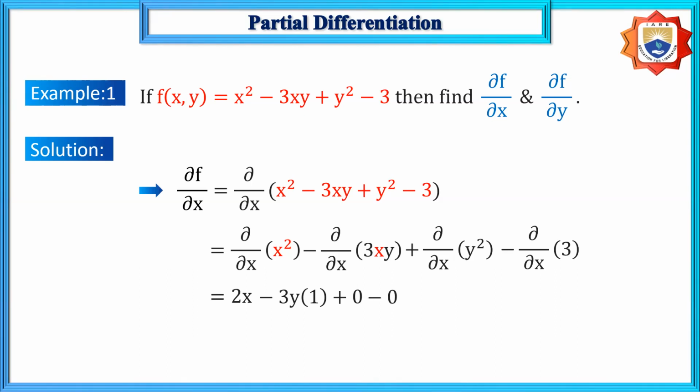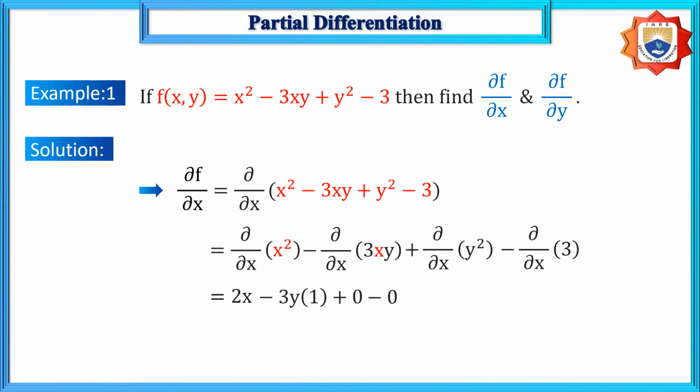That means on the given function f, I'm applying the derivative with respect to x partially, individually on the four terms: x² − 3xy + y² − 3. Individually, ∂/∂x of x² minus ∂/∂x of 3xy plus ∂/∂x of y² minus ∂/∂x of 3. Whoever understood the previous slide will be able to understand the derivative with respect to x. Clearly I mentioned it with red color: we take the derivative with respect to x, that means y is treated as a constant.